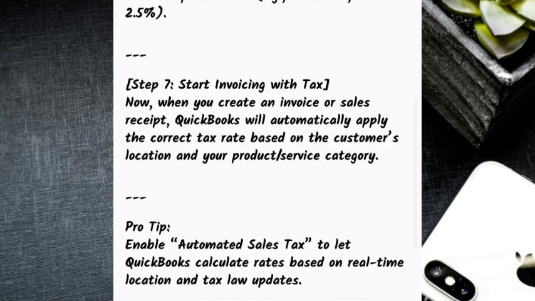Step 7 is to start invoicing with tax. Now, when you create an invoice or sales receipt, QuickBooks will automatically apply the correct tax rates based on the customer's location and your product or service category.